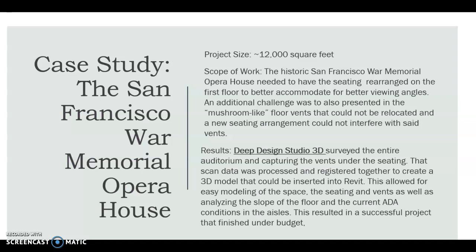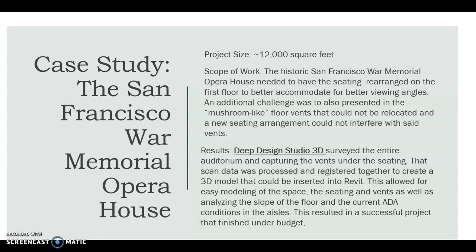So we're going to look at a couple case studies where such scanning was actually very effective. And this is done on a very professional, high quality level. Advanced software was definitely used, in this case being the Deep Design Studio 3D. So the case study we're going to look at first is the San Francisco War Memorial Opera House.